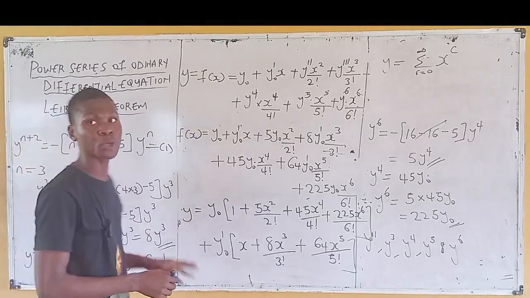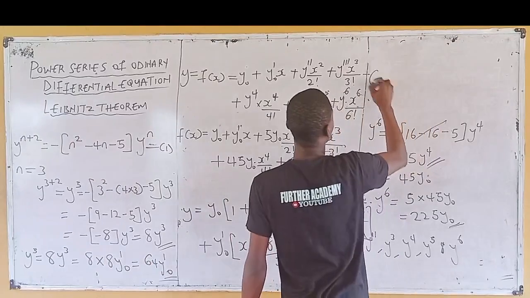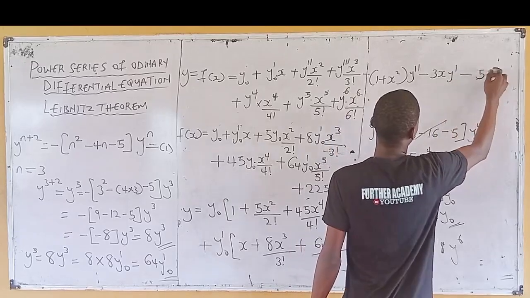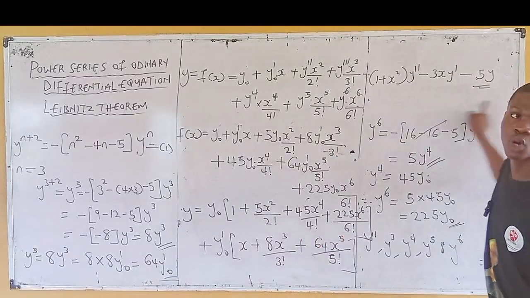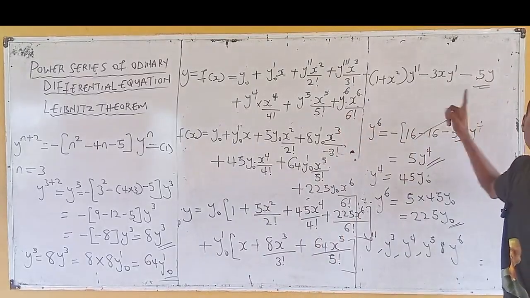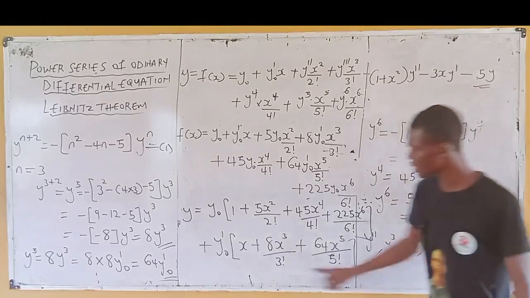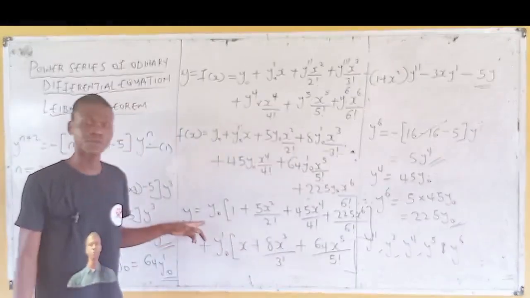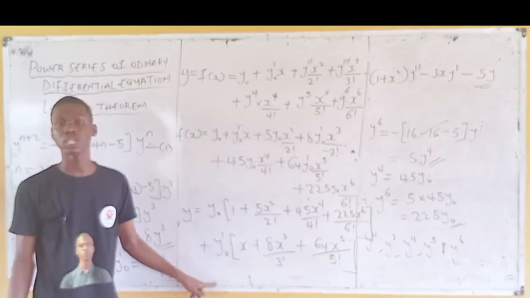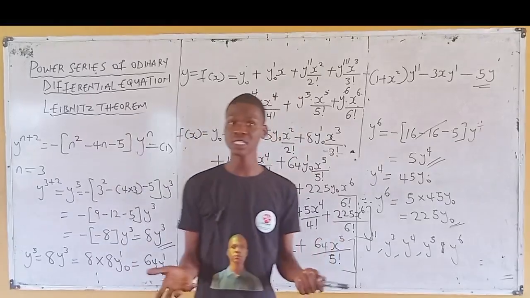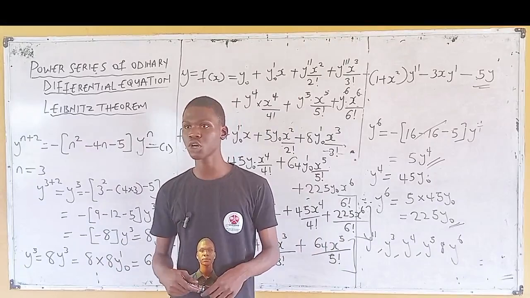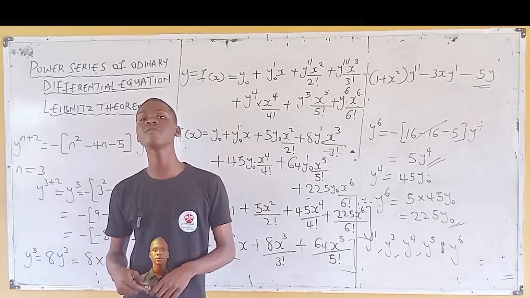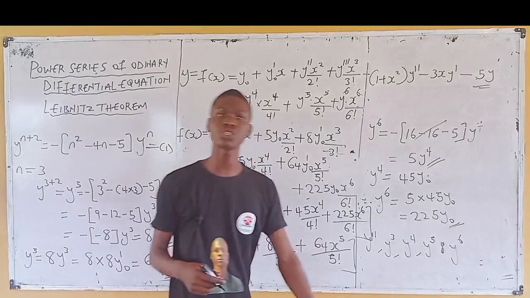Meaning that given this differential equation, which was 1 plus x squared y double prime, minus 3xy prime, minus 5y, you want to write the series solution for this differential equation. This is the series solution. But you observe that this series solution has two parts. The first is for y naught, while the second one is for y prime naught. In some cases, you'll be given boundary conditions. When we say boundary condition, we are giving the value of y and also the value of y prime naught.